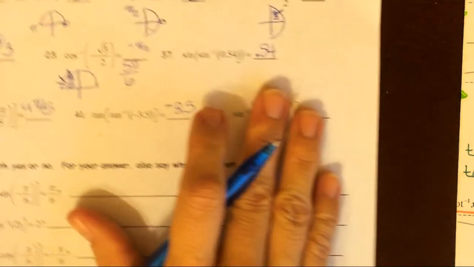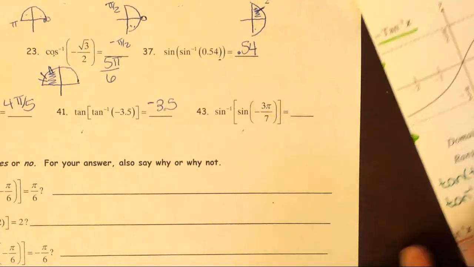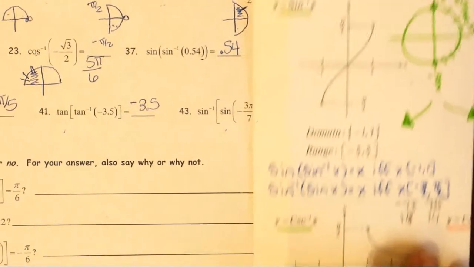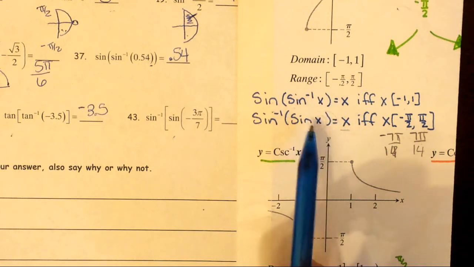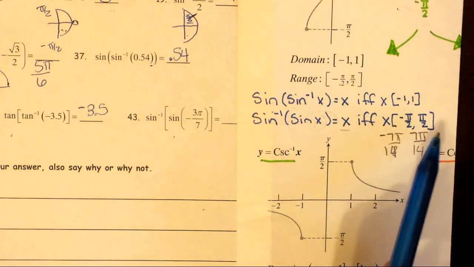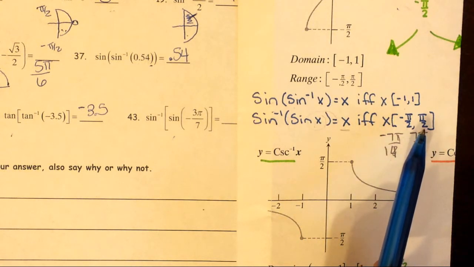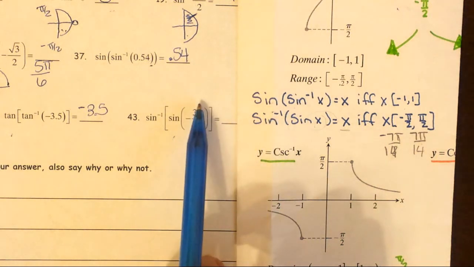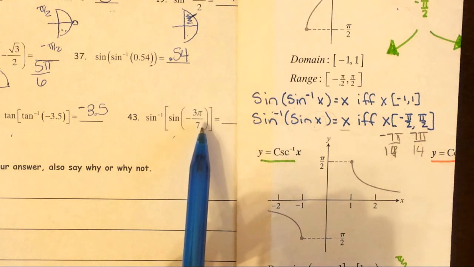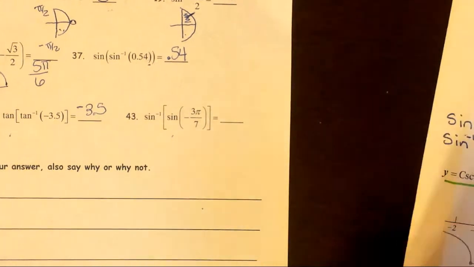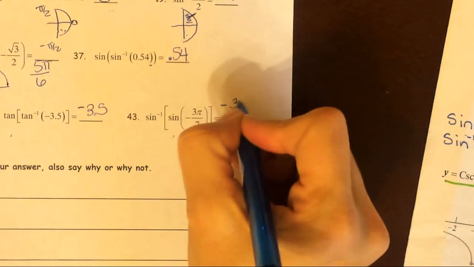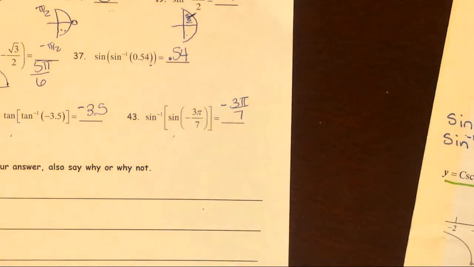I'm going to go back to my sine rule. It says sine inverse sine. So I'm looking at the second rule. And it said the answer will be x if this number in here is between -pi over 2 and pi over 2. So -3 pi over 7 is between -pi over 2 and pi over 2. So my answer will be -3 pi over 7.